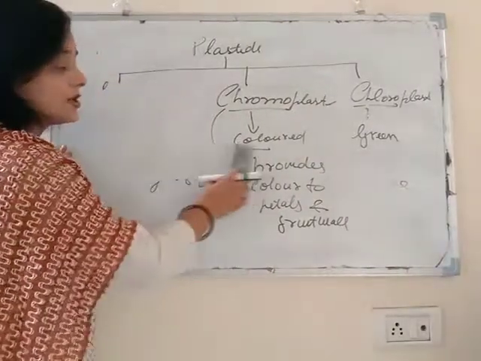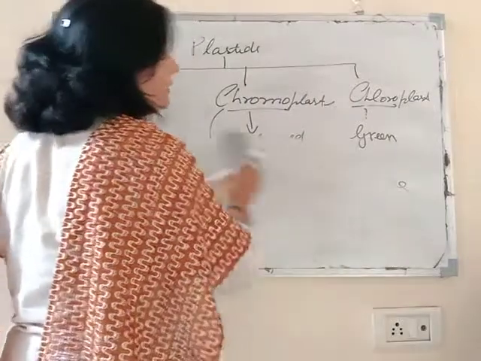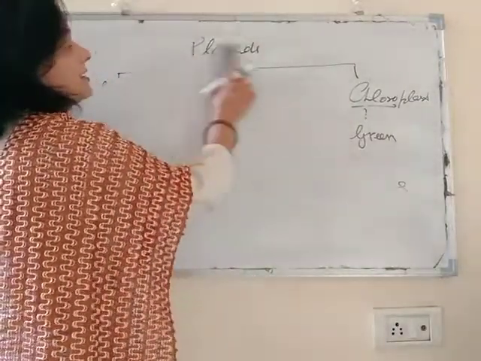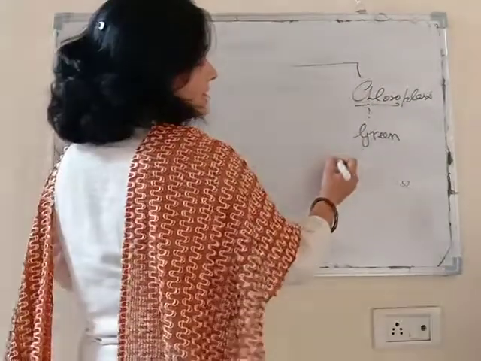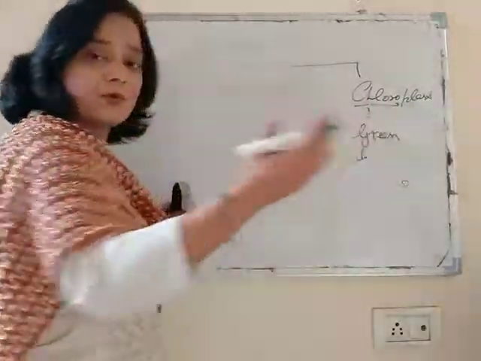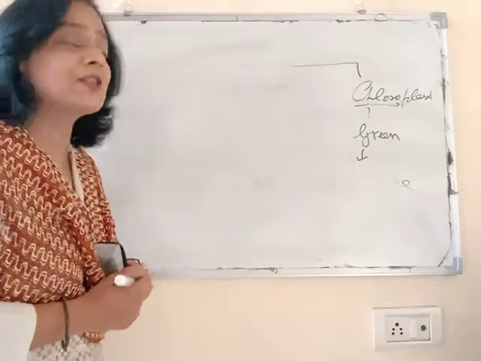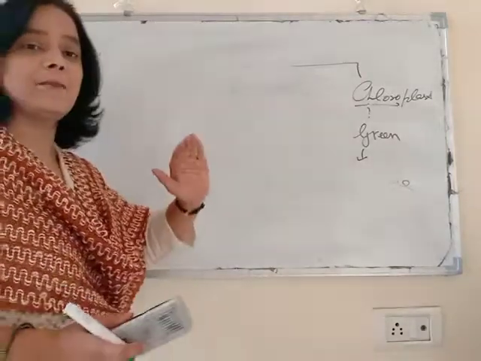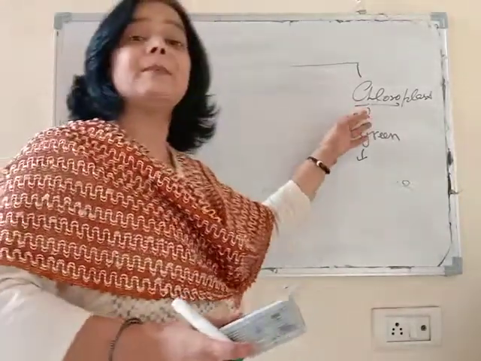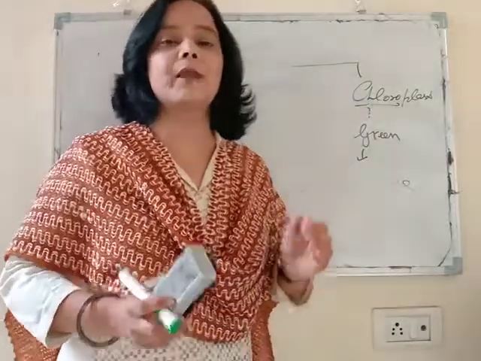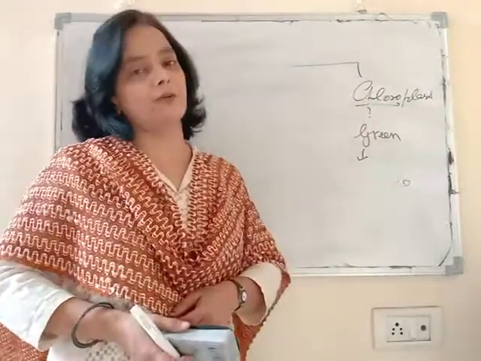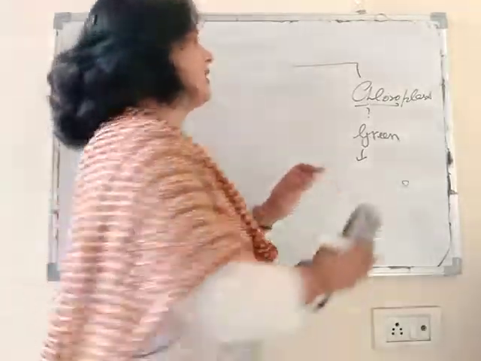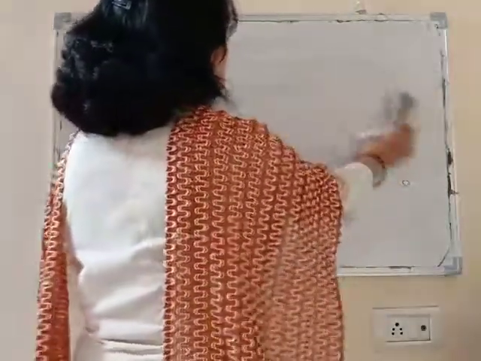So what is the function of chloroplast? We are all aware. It is mainly associated with the process of photosynthesis. A plant prepares food by photosynthesis. This function is because of the presence of a pigment called chlorophyll, a green color pigment, which is present in chloroplast. Let us just see the structure of chloroplast.